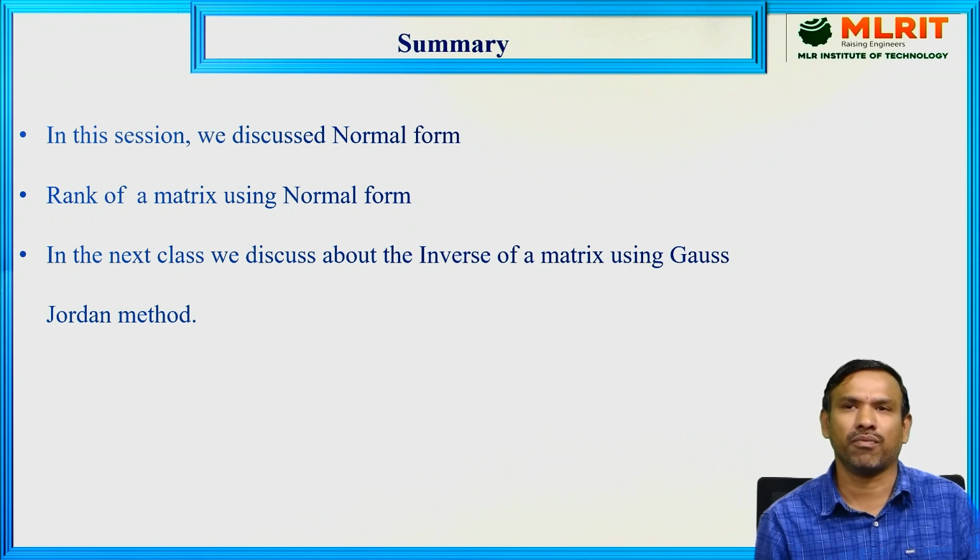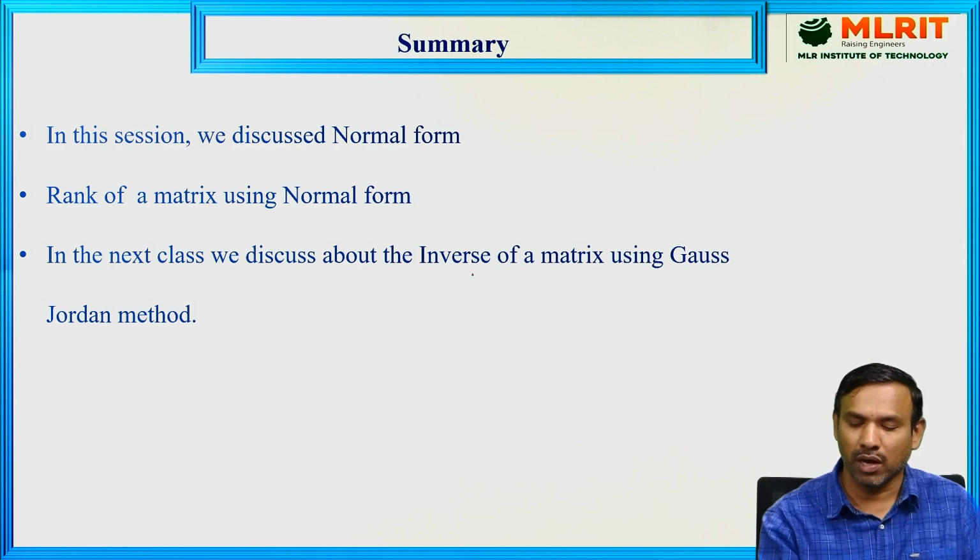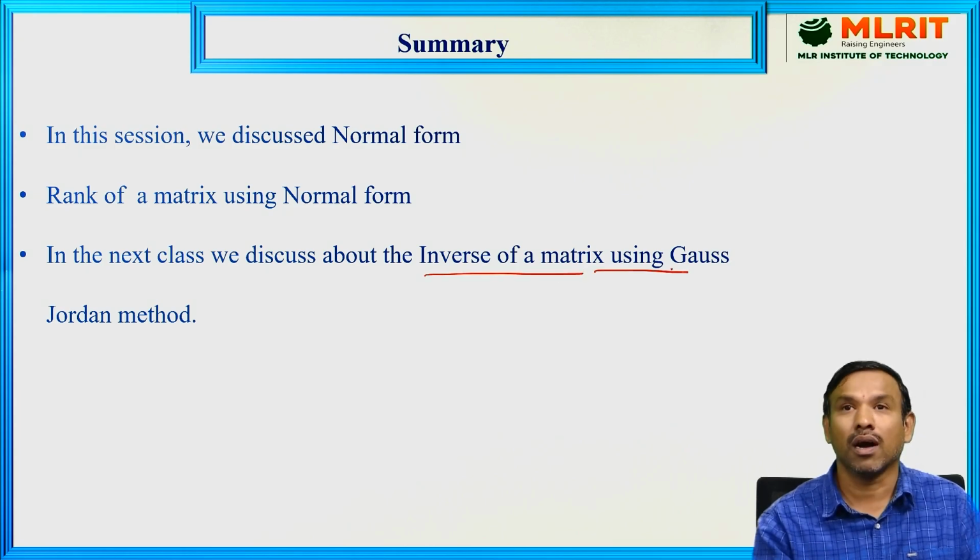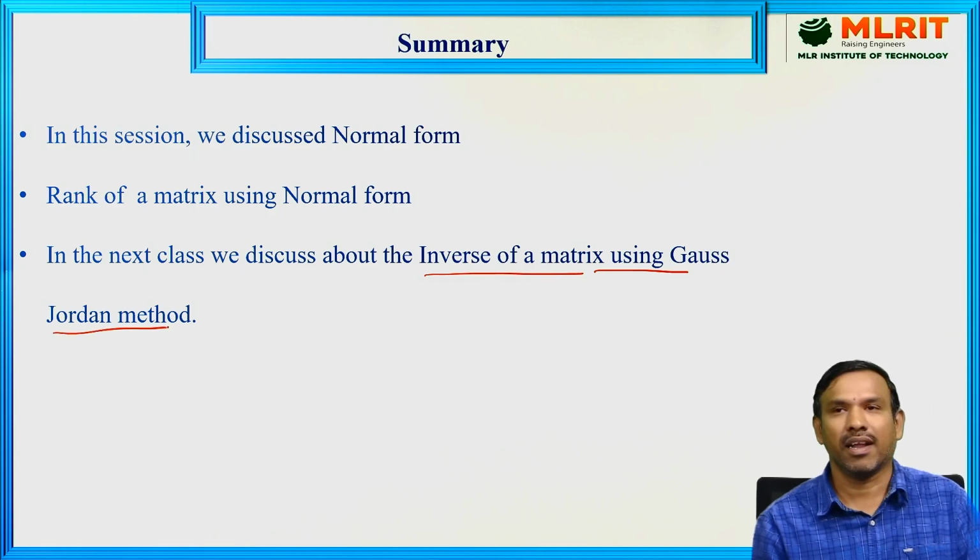matrix using normal form. In the next video lecture, I am going to discuss the inverse of a matrix using the Gauss-Jordan method. At the intermediate level, to find A inverse we use adjoint A by det A. But without finding the determinant and adjoint, using row operations we can find the inverse of a non-singular matrix. That is called the Gauss-Jordan method. We will discuss it in the next class.